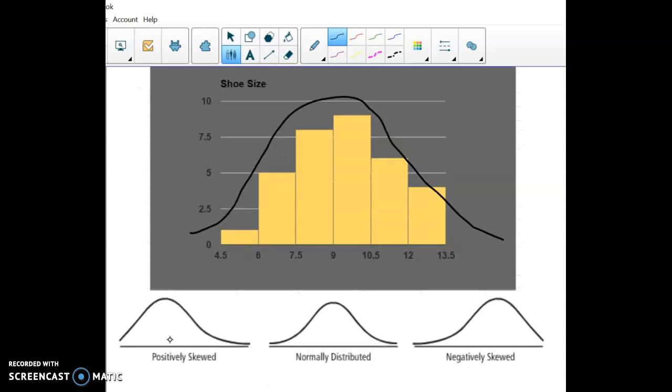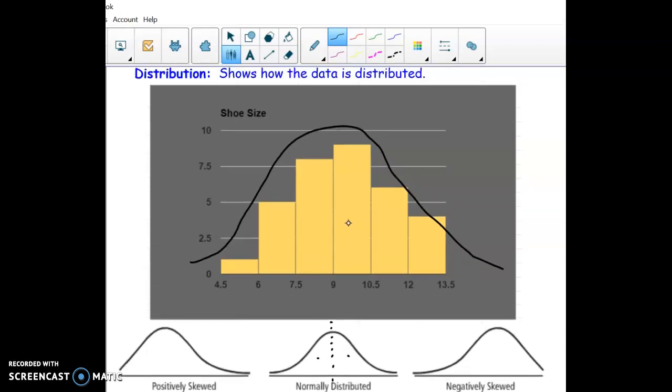Three are shown here. We have what's called normal, where it looks symmetrical. I think that's why it's called normal: this half looks exactly the same as that half. Then you can be skewed towards the positive or skewed towards the negative. Really we want to focus on the normal distribution. Please know that not all data is normally distributed. Sometimes you might have these different types of distributions, but this lesson is specifically about normal distributions.